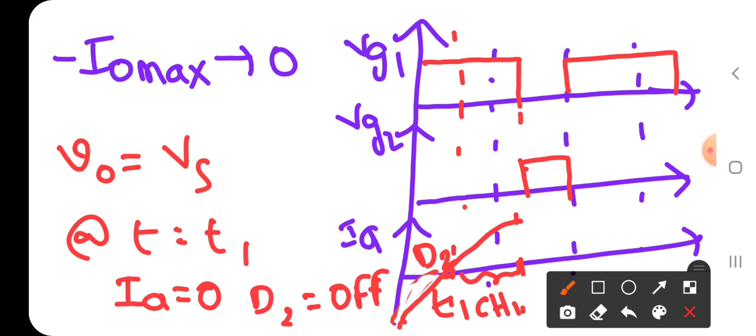D1 is forward biased, even though there is a gate signal to the CH2.